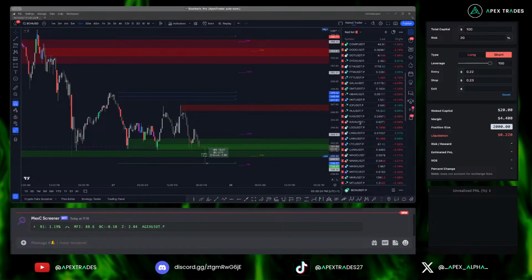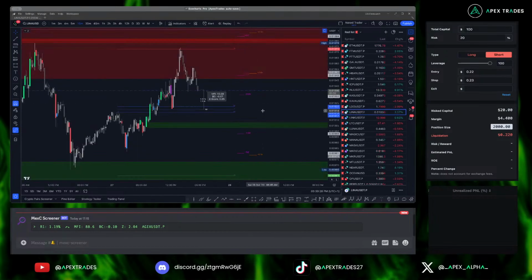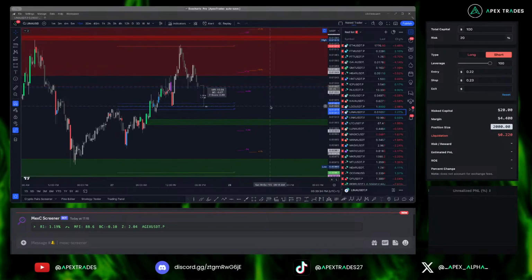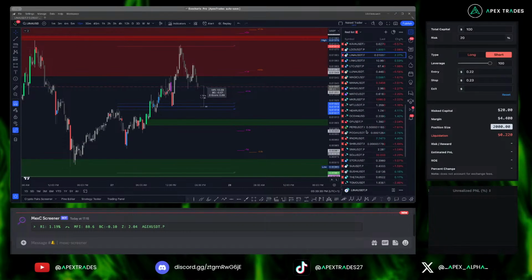Let's see. Lena, I've been burnt more times than I'd like to with Lena. Lena's a horrible token to trade. It's great if you're on the right side, but terrible if you're on the wrong side. I haven't traded Lena for quite a while, to be completely honest.